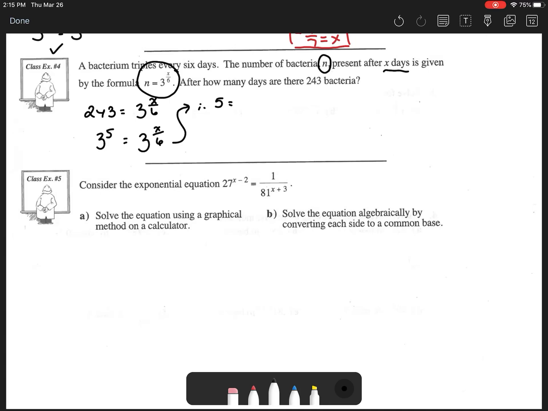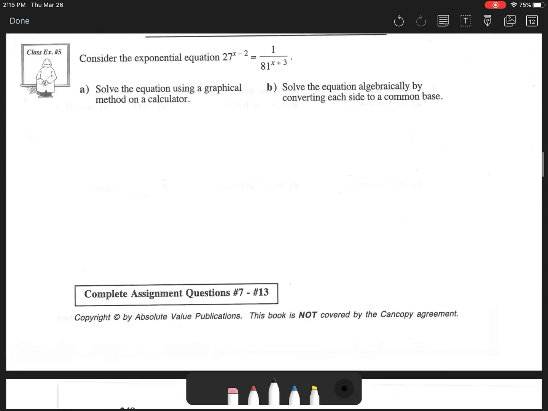So I can say 5 is equal to x over 6. And to isolate x, or get x by itself, I'm going to multiply both sides by 6, which will leave me with this. And from there, we can then say that 30 is equal to x. It's a word problem, so I just make a little statement. X was the number of days, so this is just 30 days. That's what we are talking about there. All right, good. Next question.